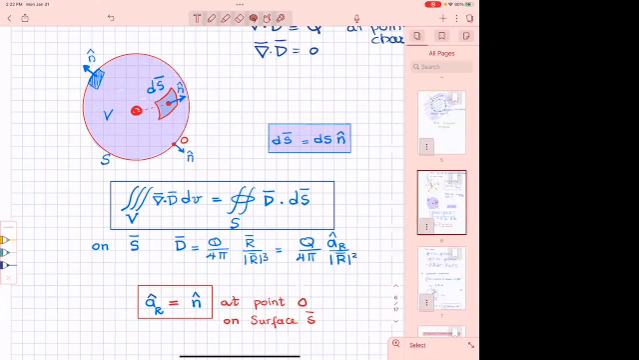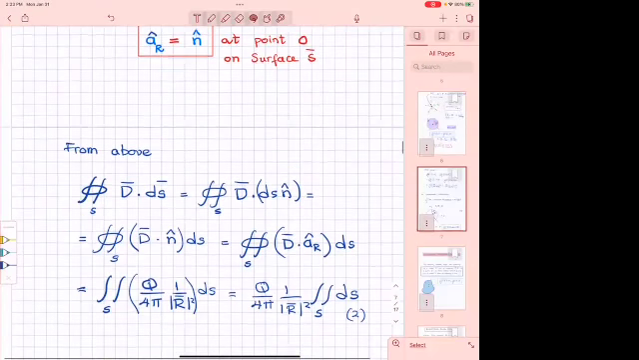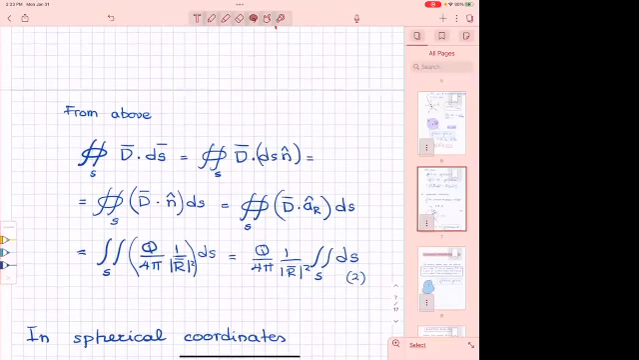Therefore, we also know that, well, before we go there, we know that del dot D is q, all right? So all of this volume integral gives you q practically. And so from here, you can write it like this if you like.